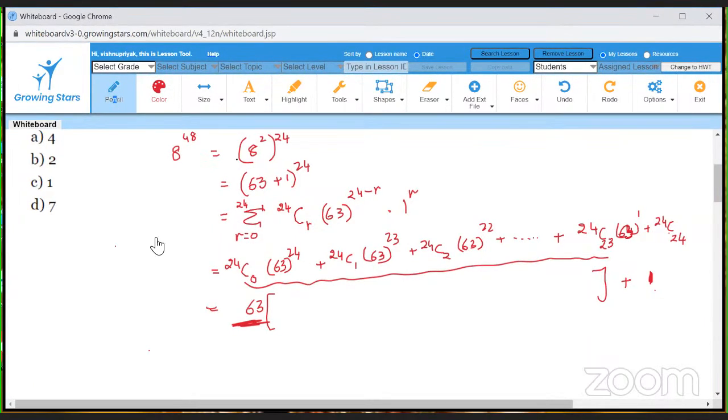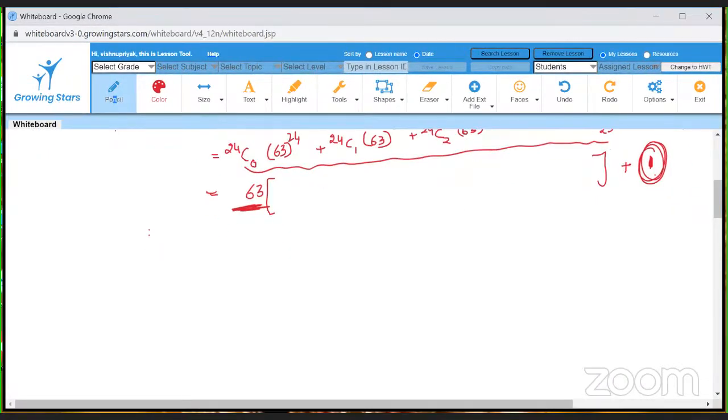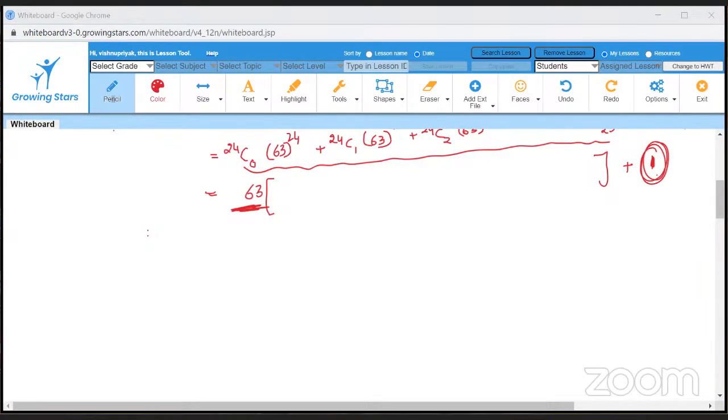So finally, when you divide by 63, this remainder 1 is left. So they are asking remainder in the question, and that is 1. These questions are a little bit difficult from what you have learned.